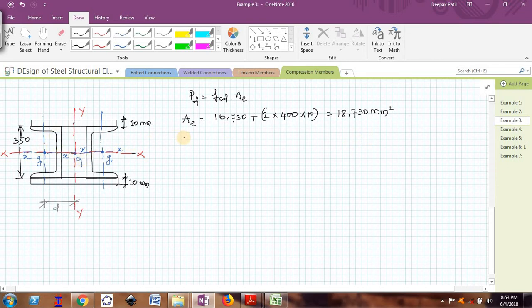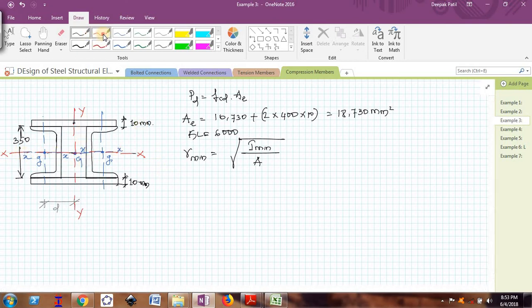Now similarly I need to find the value of KL by R. So KL will remain the same, which is 6000, right? And now I need to find the value of R minimum. Once again R minimum is actually the minimum of global XX axis and global YY axis, right? So I will find the moment of inertia about global XX and global YY, so that I will come to know which one is minimum.